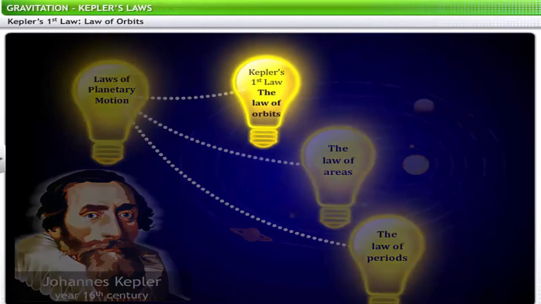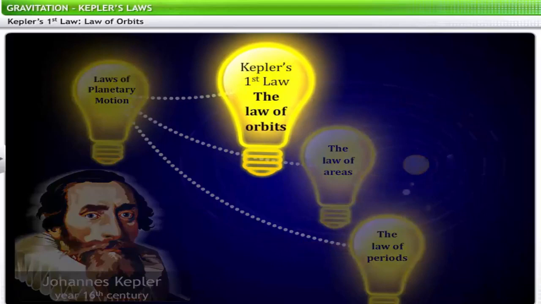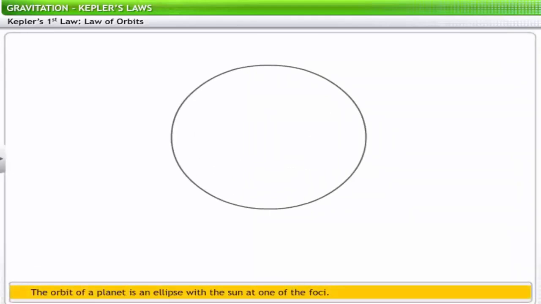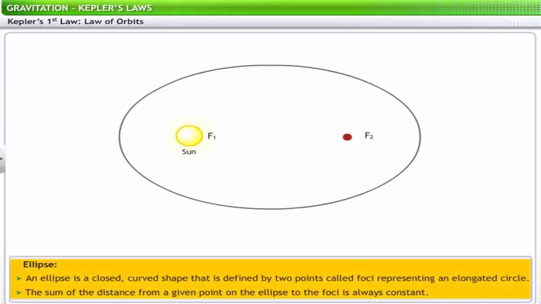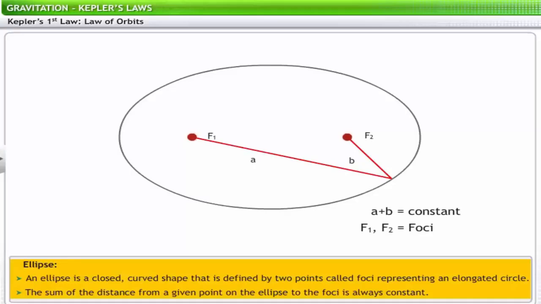Kepler's first law, the law of orbits, states that the orbit of a planet is an ellipse with the Sun at one of the foci. An ellipse is a closed, curved shape that is defined by 2 points, called foci, representing an elongated circle. The sum of the distance from a given point on the ellipse to the foci is always constant. In the given figure, a plus b is always constant.